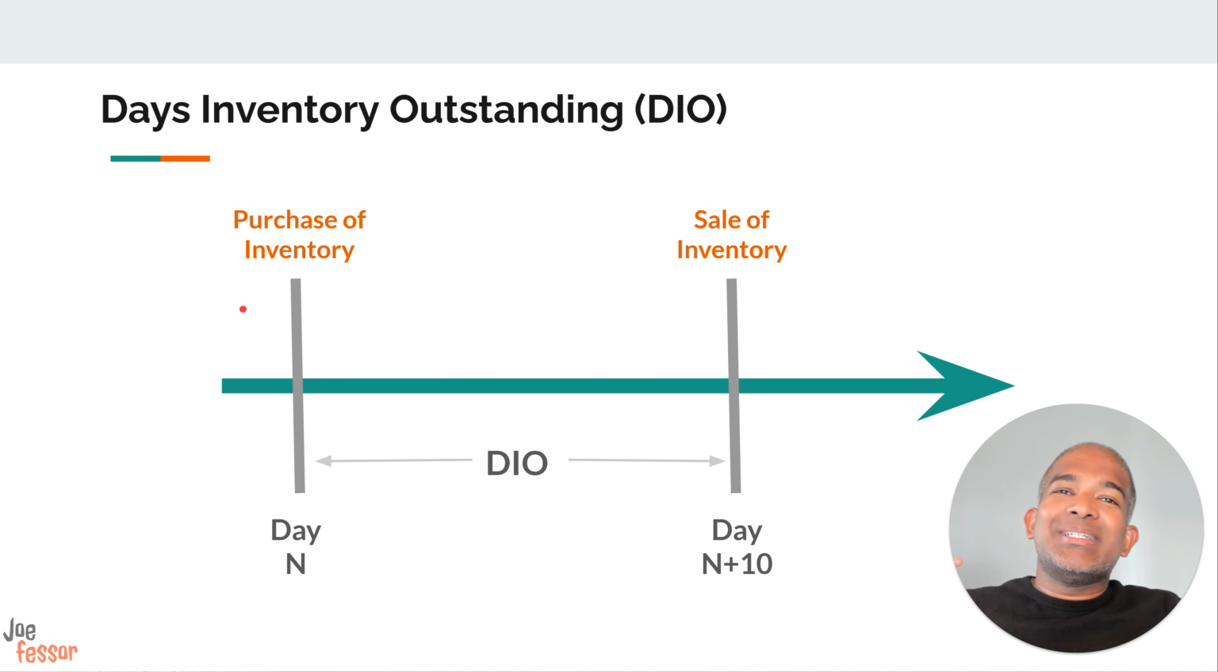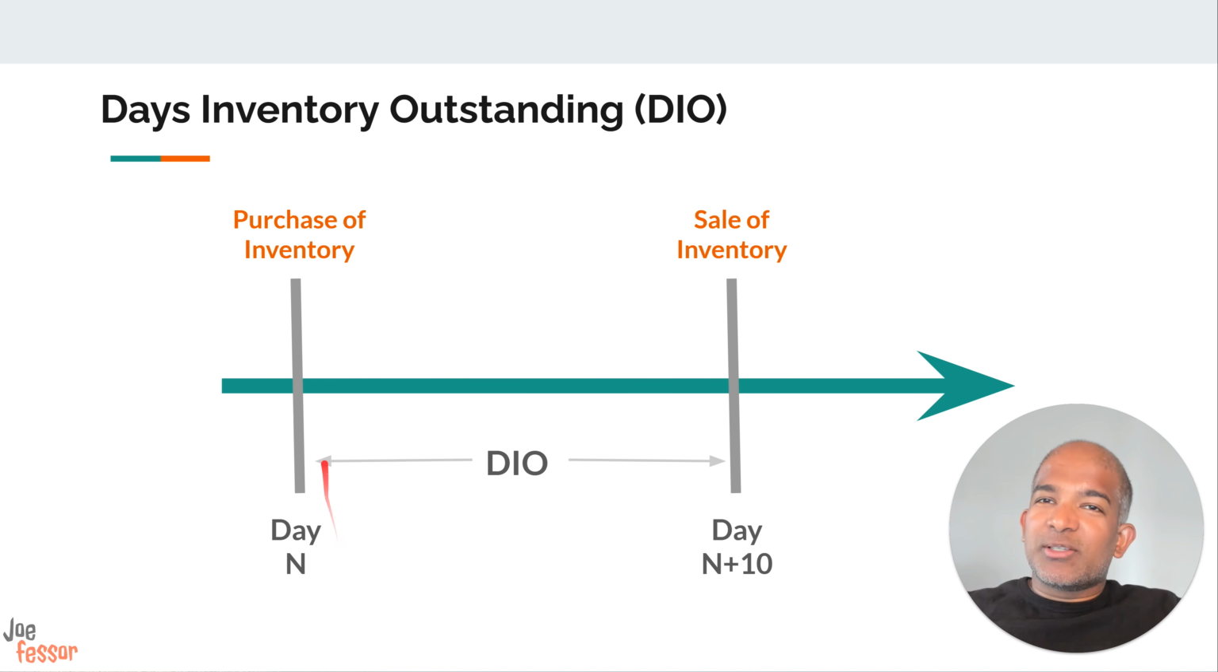Now let's move on to Days Inventory Outstanding, or DIO. You might also hear this referred to as Days Sales of Inventory or DSI, or inventory days, or days in inventory, or the average age of inventory. Essentially, regardless of the name, DIO tells us the average number of days a company holds its inventory before selling it. Here we have a basic illustration.